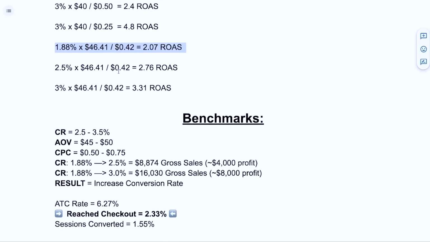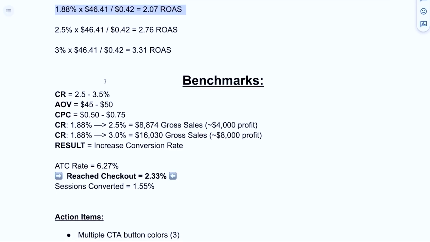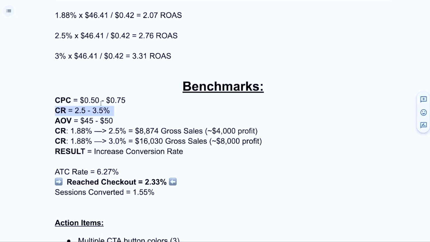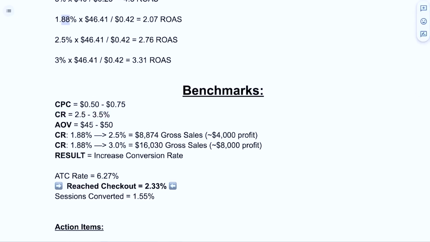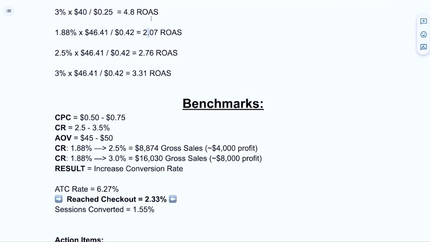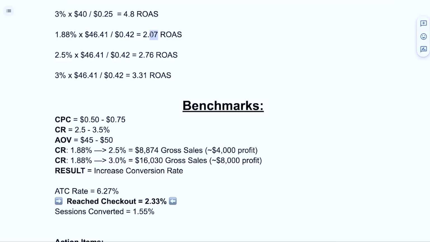Well, the simple way to figure it out, and this is what the calculator does for you, is look at the benchmarks. I'm going to put these in order. If we look first at their cost per link click, are they within range? Yes, they're better than in range. Then next we look at conversion rate, 2.5 to 3.5%. No, they're at a 1.88. Then average order value, $45 to $50. Yep, they're right in range. But they're only at a 2.07 ROAS, which again isn't bad, but we can get a lot better than that.